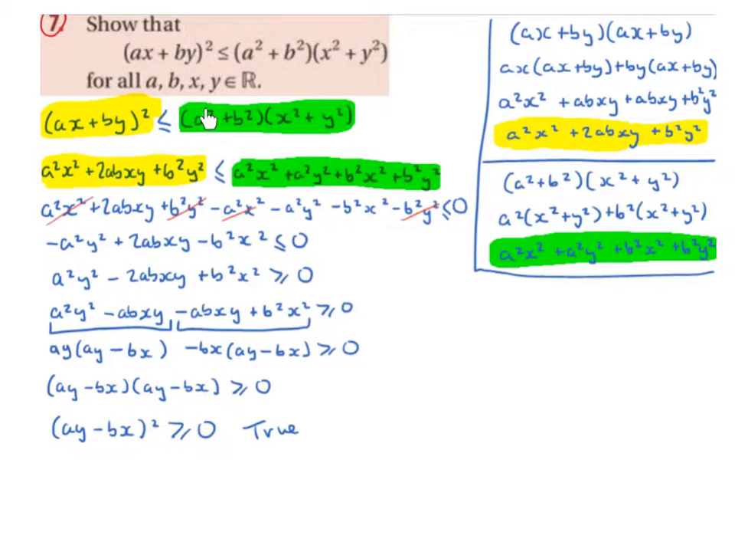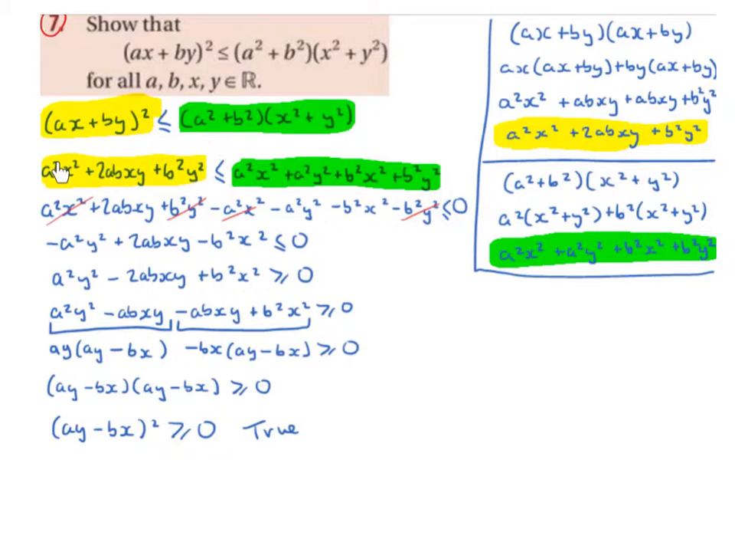Then I'm going to work out (a² + b²) multiplied by (x² + y²). I'm going to bring down the a², stick on the (x² + y²), bring down the b², stick on the (x² + y²). a² times x² is a²x². a² times y² is a²y². b² times x² is b²x². b² times y² is b²y². So this becomes this.